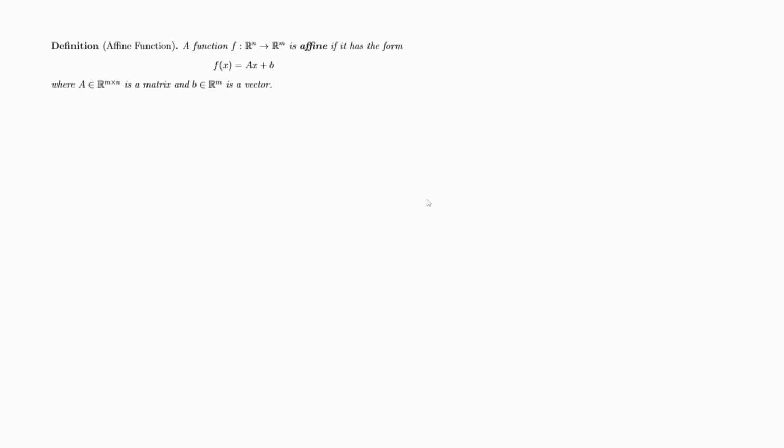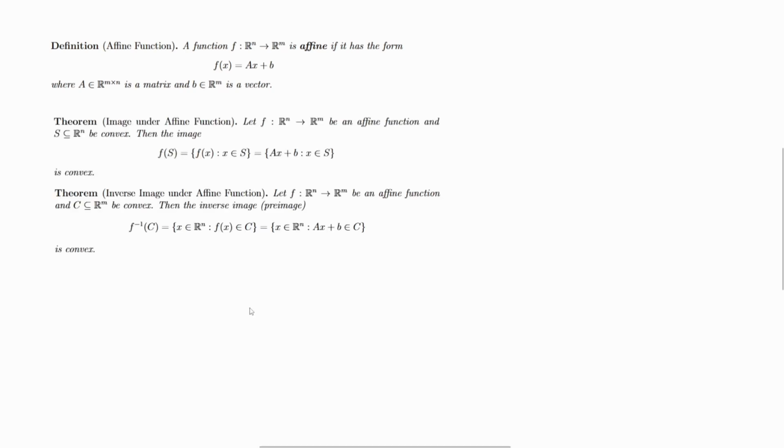Remember that an affine set can be thought of as a subspace plus an offset. Well, an affine function is a sum of linear functions and a constant, or has the form Ax plus b, where A is a matrix and b is a vector. We can show that if x comes from a convex set, let's call it S, then the image of S under F is also convex. We can also show that the inverse image of S under F is also convex. So these 2 theorems have important implications, and I'm going to show you some examples.